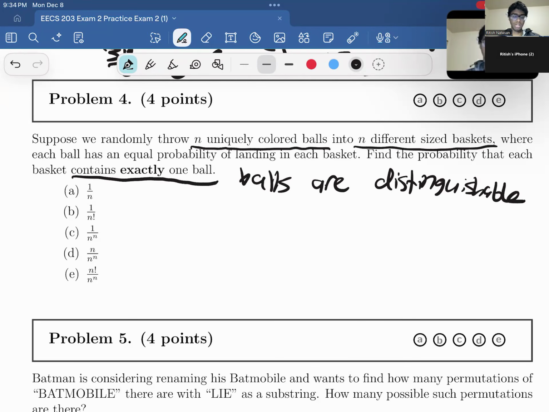This problem is also talking about baskets. And it's saying that the baskets are all differently sized. So each basket can also be distinguished from all of the other baskets. So each basket is unique as well. So we can say that the baskets are also distinguishable.